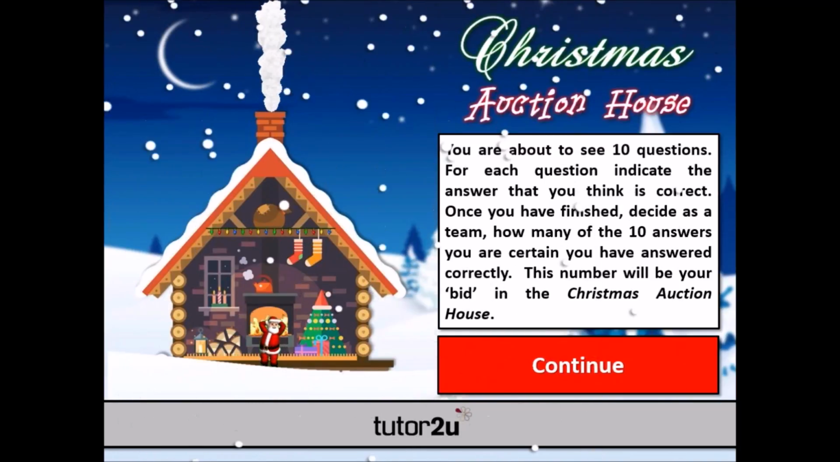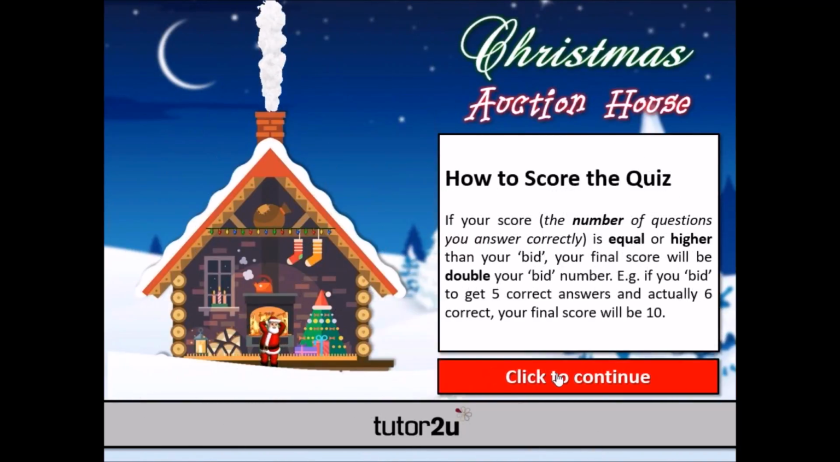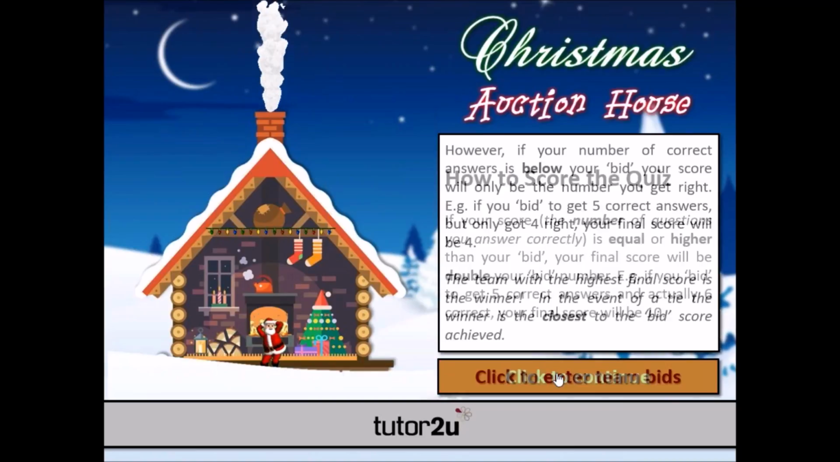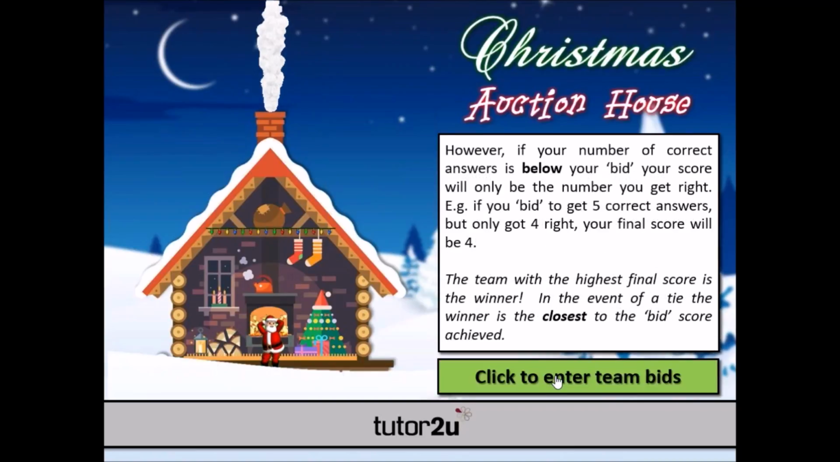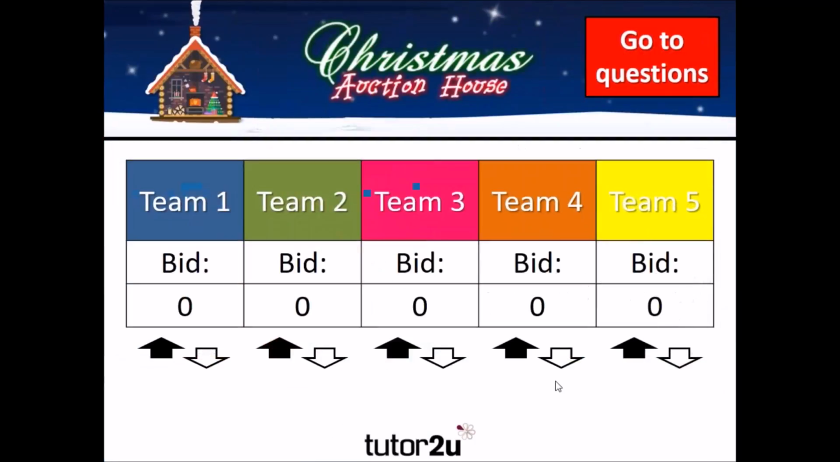So start by telling them what's been going on and then the scoring mechanism again. Okay, once you've done that, you're ready to enter each team bid. So imagine you've got one bid from each of the teams and you've separated them into up to 5 teams. On this screen then you enter what their bids are.